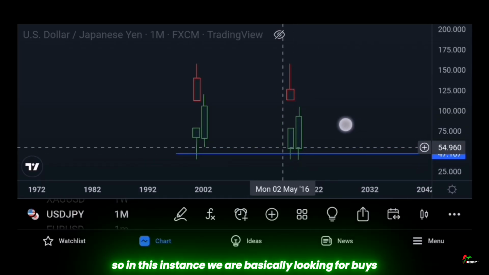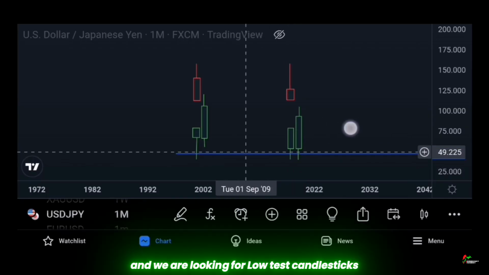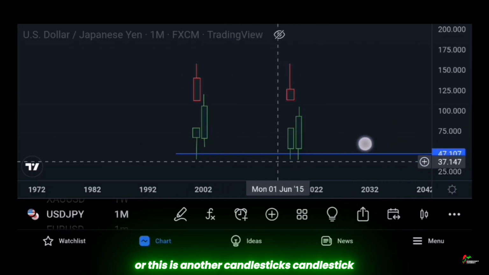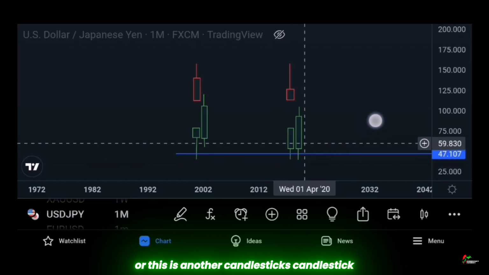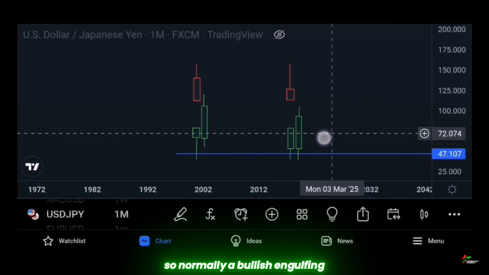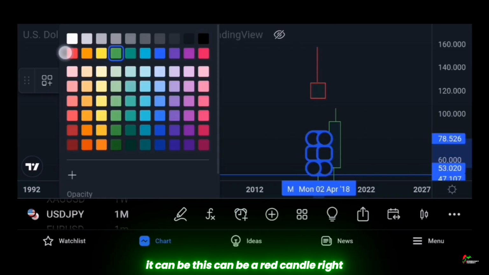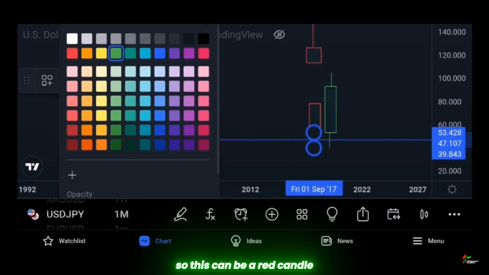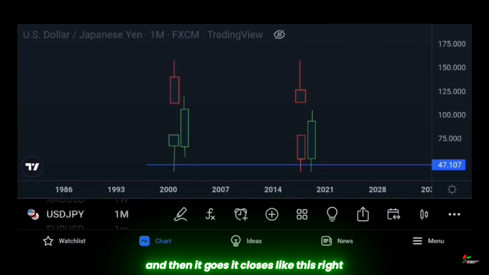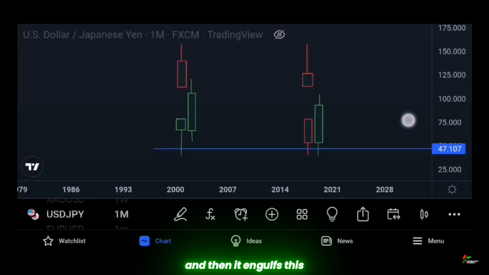So in this instance, we are looking for buys. We are currently on our lowest point and we are looking for low test candlesticks, or this is another candlestick which we call a bullish engulfing. Normally with a bullish engulfing, this can be a red candle, and it closes like this. Then another candlestick appears, and it engulfs this.